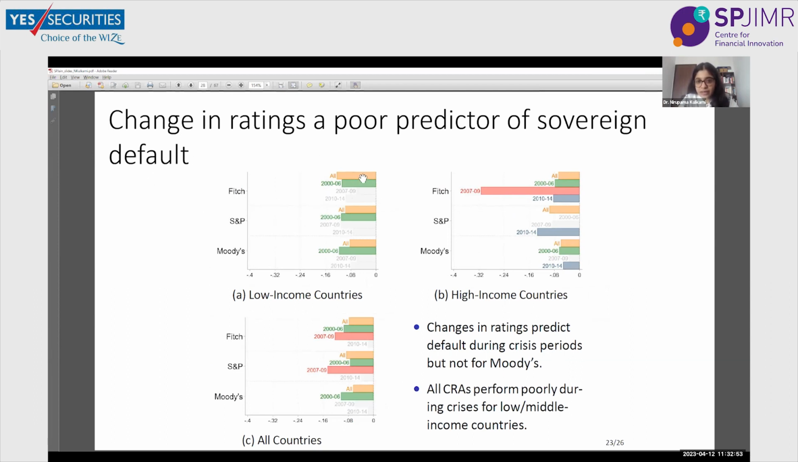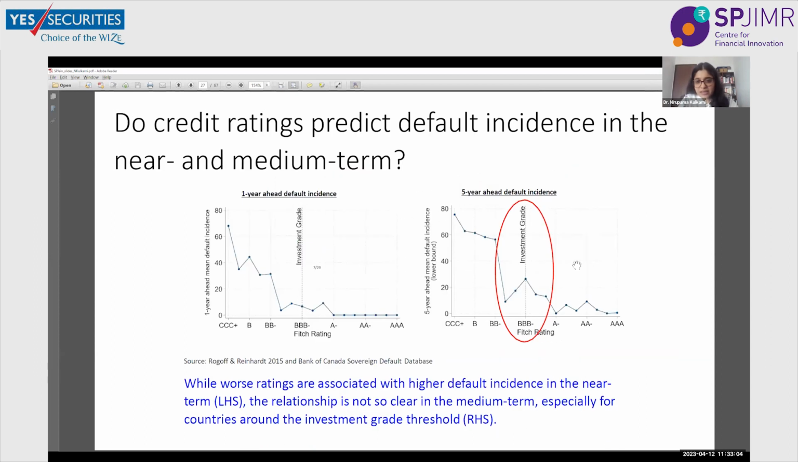Instead, looking at the economic magnitude of what this means is able to better convey what we are thinking about. And this again is just making the point that pictures are better than words. And here, basically, we are showing, just for Fitch, the 1 year ahead default incidence across ratings. And this is the 5 year ahead default incidence.